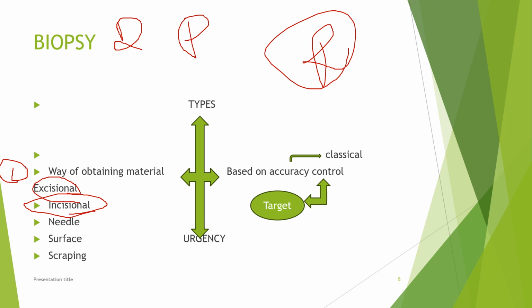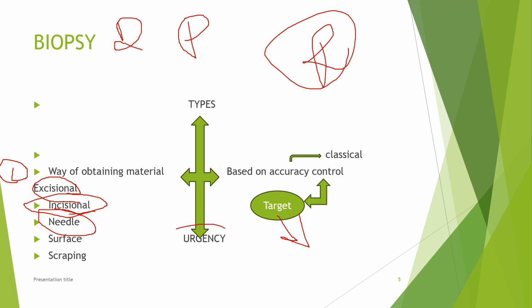Needle biopsy is the sampling of tissue or fluid with the help of a needle. Then we have surface and scraping, which we know very well. Then, based on accuracy control, we have classical and target. What does target mean? Target includes endoscopic examination, ultrasound, X-ray guidance, and stereotactic biopsy.